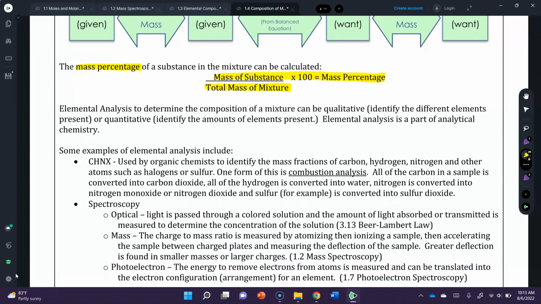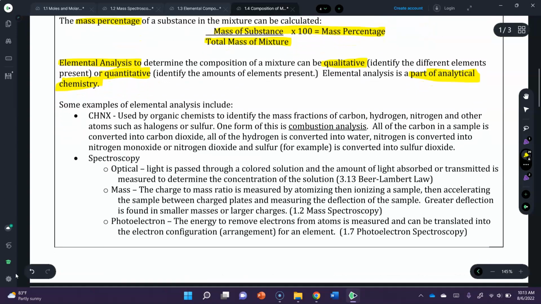Elemental analysis is used to determine the composition of a mixture. This can be qualitative, which allows you to identify the elements present, or quantitative, identify the amounts of each present. Elemental analysis is part of analytical chemistry, okay, analyzing the composition or chemical makeup of stuff.